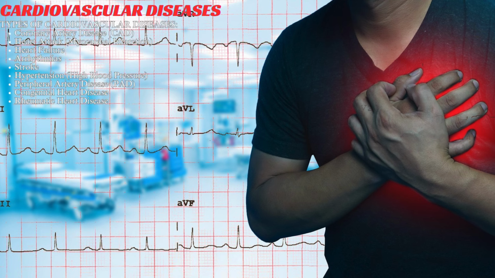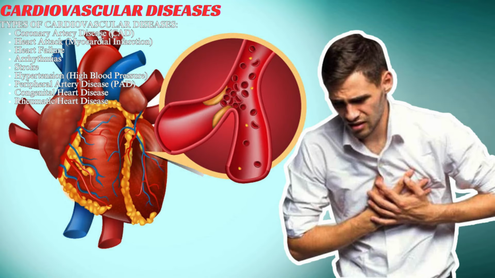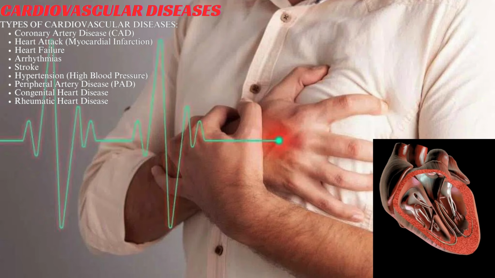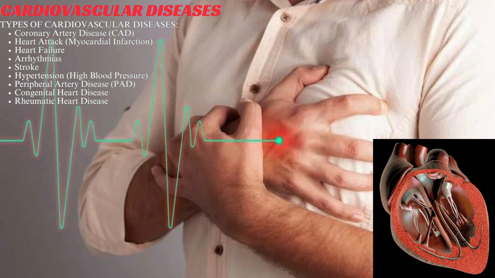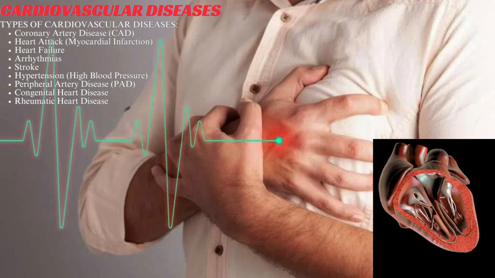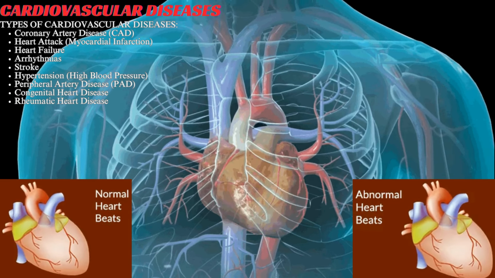Types of cardiovascular diseases. Coronary artery disease, CAD: narrowing or blockage of the coronary arteries, often leading to heart attacks. Heart attack, myocardial infarction: occurs when a coronary artery is completely blocked, stopping blood flow to a part of the heart muscle. Heart failure: the heart is unable to pump blood effectively, leading to fatigue, shortness of breath, and fluid buildup. Arrhythmias: abnormal heart rhythms, which can be too fast, too slow, or irregular.